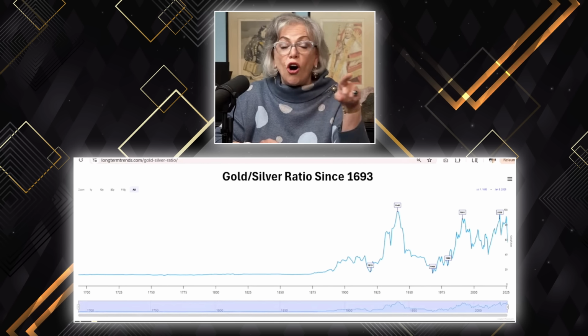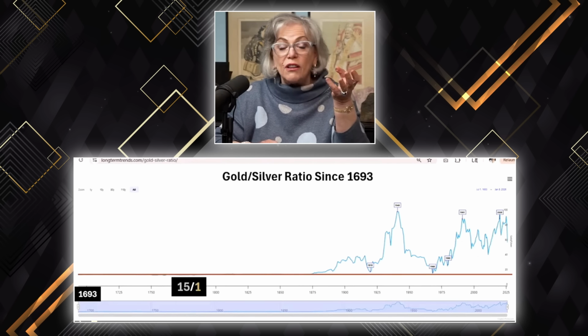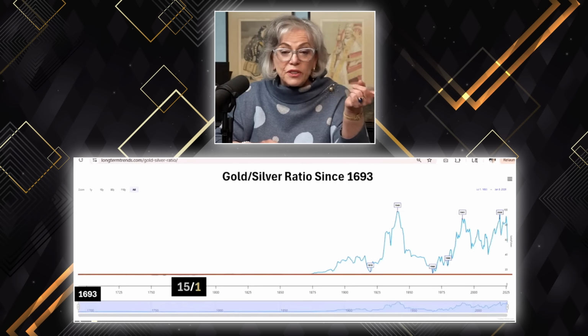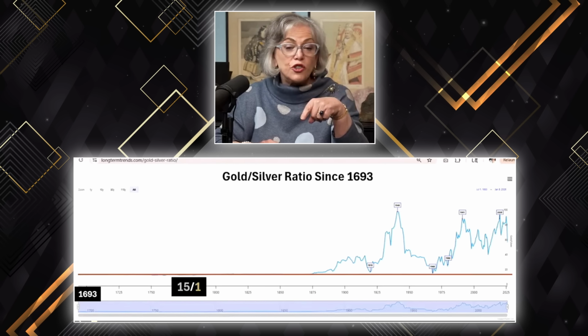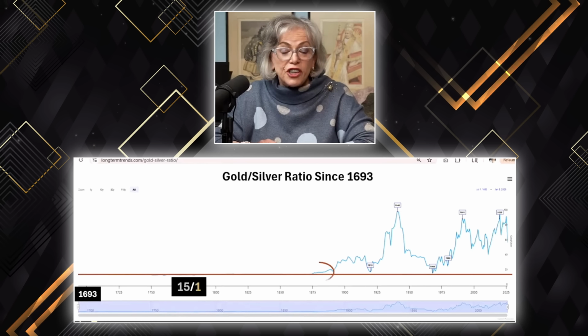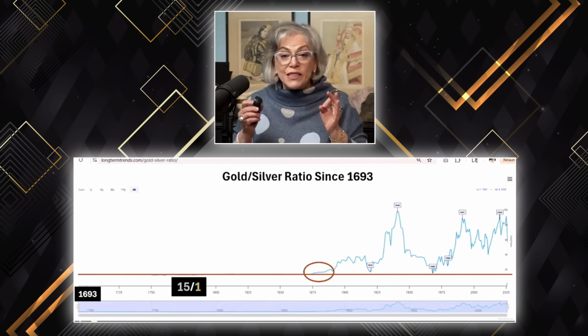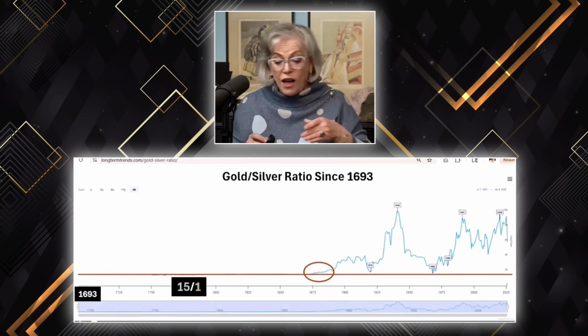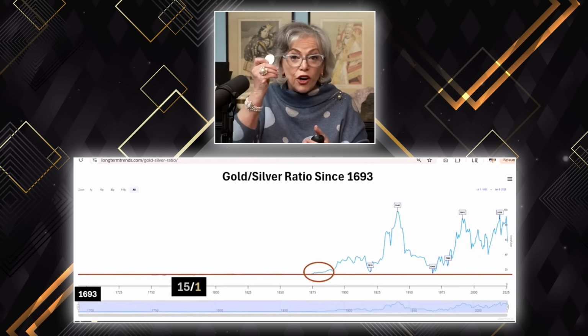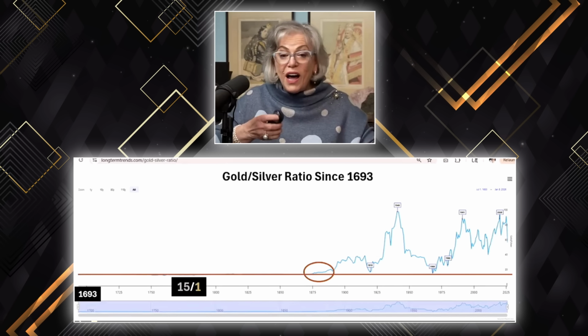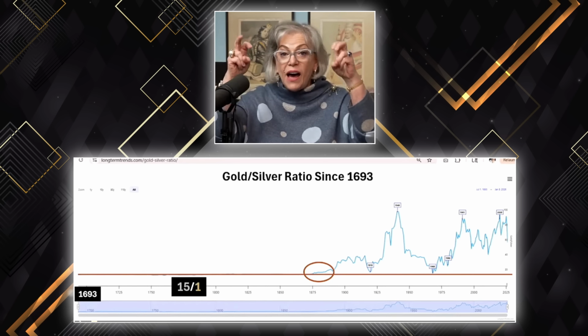This takes you all the way back to 1693. So, you hear a lot about the 15 to 1 ratio. Well, that was from 1693 up until shortly before 1913, when we had a little bit of shift, but that was the norm. And you can see it stayed very steady for 15 ounces of silver to 1 ounce of gold. But then there was a pattern shift.